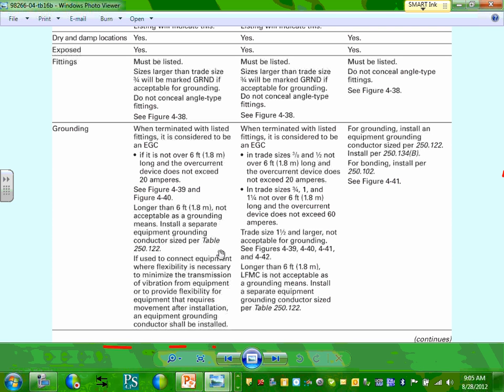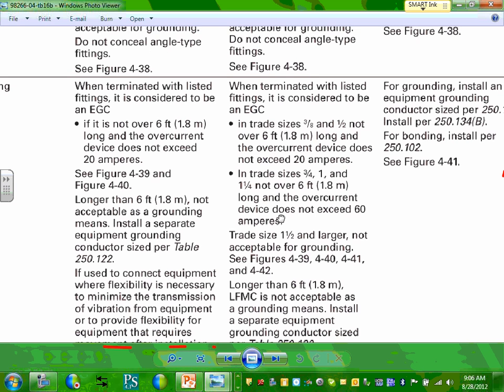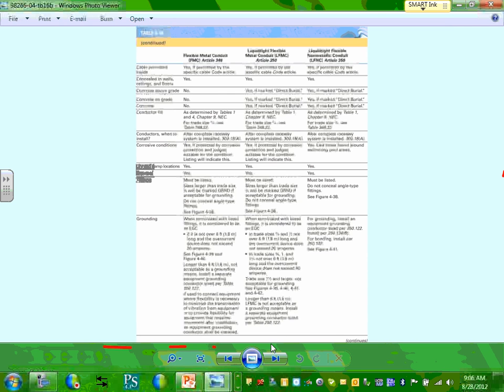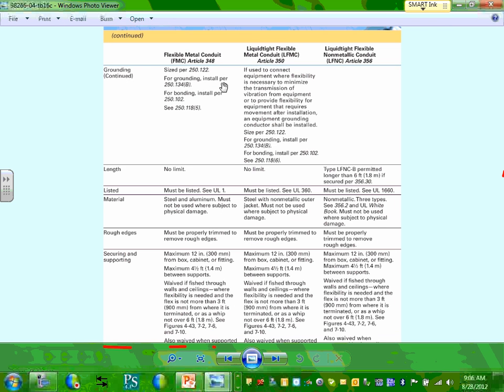But here's where the 6 feet becomes a big deal for an equipment grounding conductor. For liquid tight flexible metallic conduit, they go based on the size and the overcurrent protection device. So there's a few other things. But generally speaking, 6 feet or less, fixture whip, no problem. Other than that, if it's more than 6 feet, you have to pull an equipment grounding conductor. So that's basically what they did in terms of flexibility.